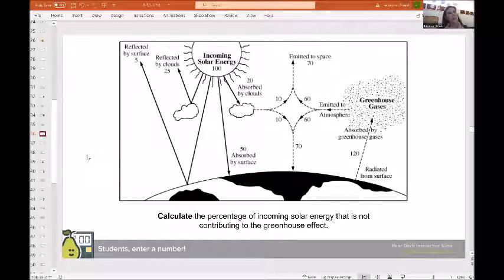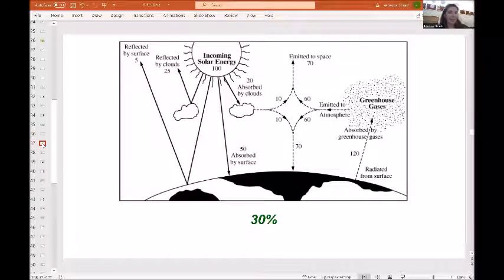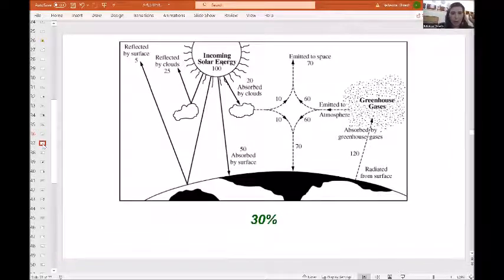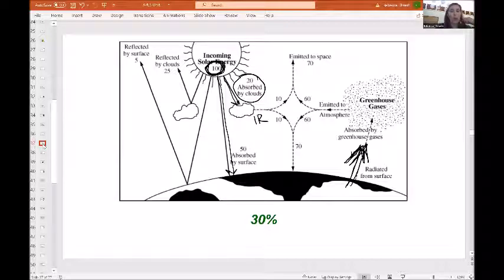All right, so I'm seeing between 25-35%. So let's look at what it is here. 30%. Okay, so how did I come up with 30% that is not, remember, not contributing to the greenhouse effect? All right, so let's look at it. We've got 100 units of solar energy coming in, okay? 50% is absorbed by the surface, which is then going to be part of this re-radiated IR radiation here. 20% of it is being absorbed by the clouds, which again is going to radiate back out. Some of it is going to go here, some of it is going to go to space.